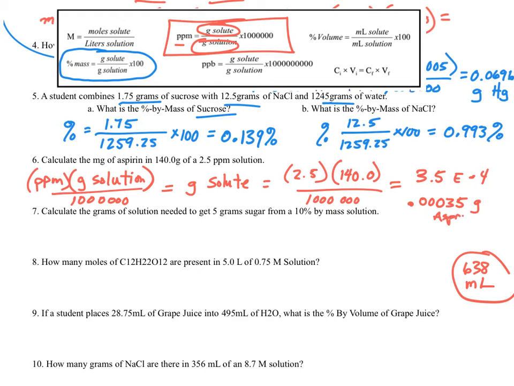Now, notice what they asked for, though. They want the milligrams. So if that's the grams, how many milligrams is that? I'd move the decimal 3 to the right. That's going to be 0.35 milligrams. That would be the answer that they're looking for. 0.35 milligrams.